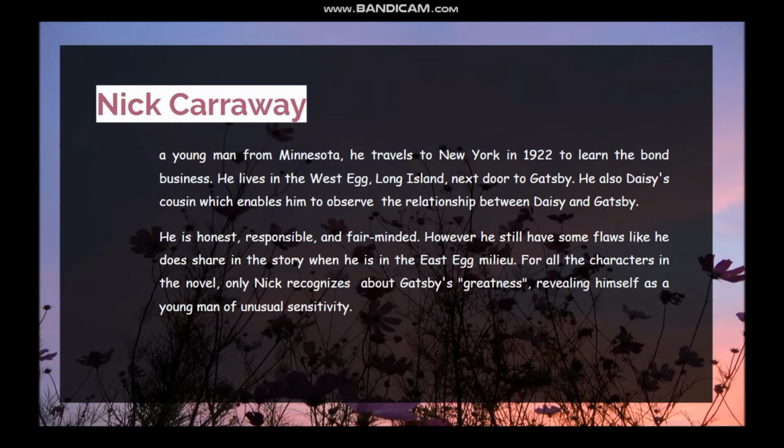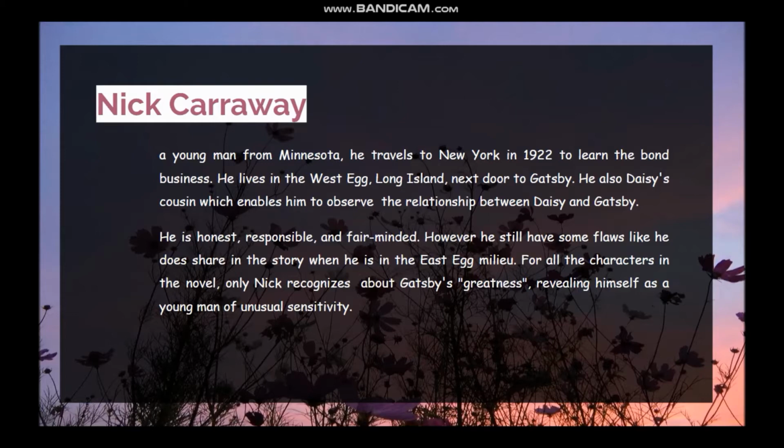Nick Carraway is a young man from Minnesota. He travels to New York in 1922 to learn the bond business. He lives in West Egg, Long Island, next door to Gatsby. He is also Daisy's cousin, which enables him to observe the relationship between Daisy and Gatsby.